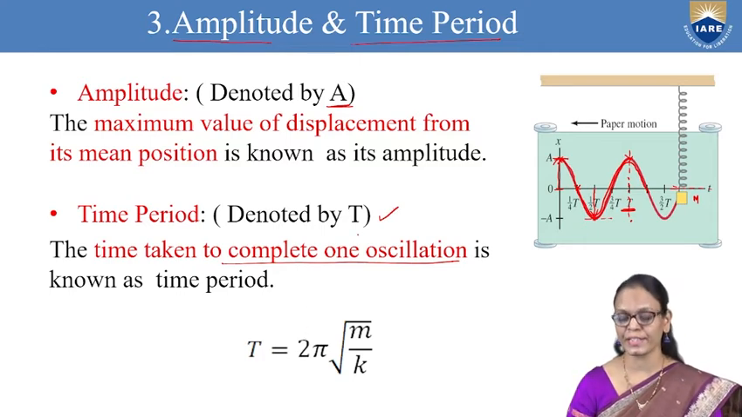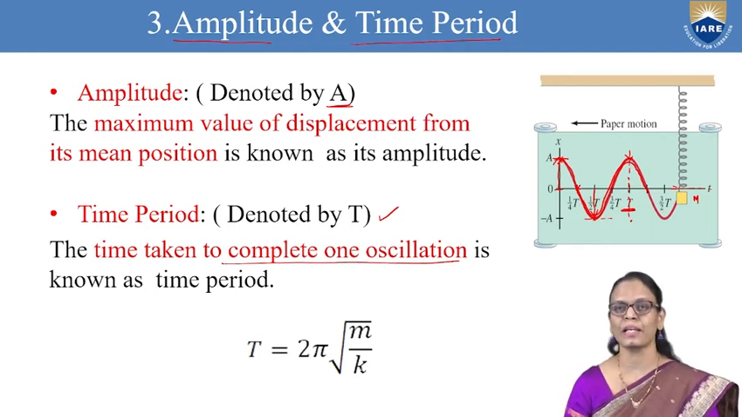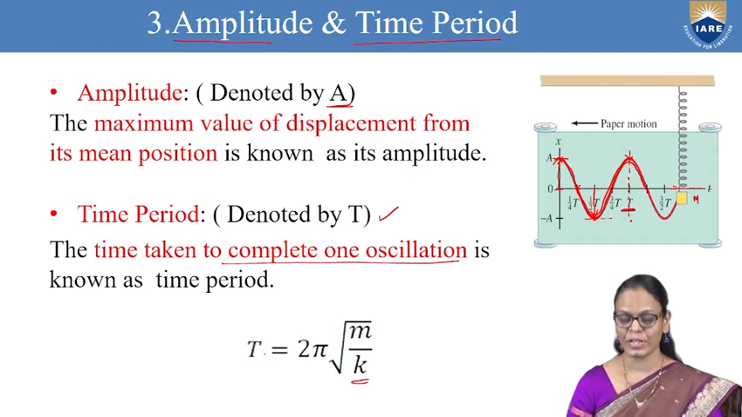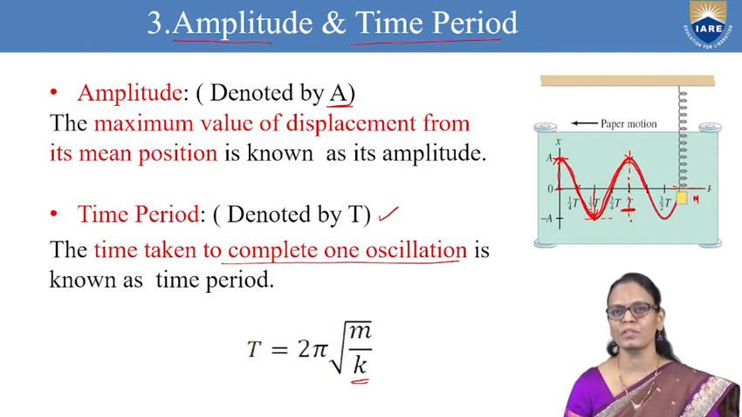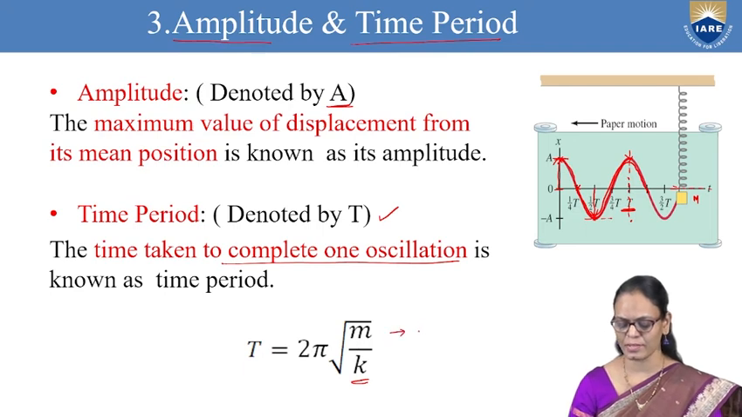To find T, we have a formula. T is equal to 2 pi under root m by k, where k is the spring constant. It depends upon the spring constant also. So T is equal to 2 pi under root m by k, where m is the mass and k is the spring constant.